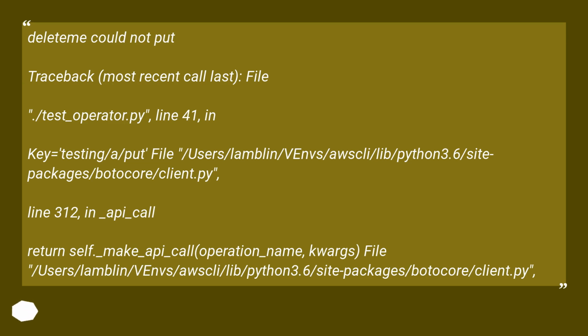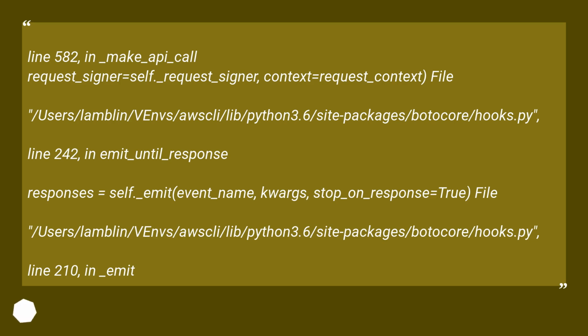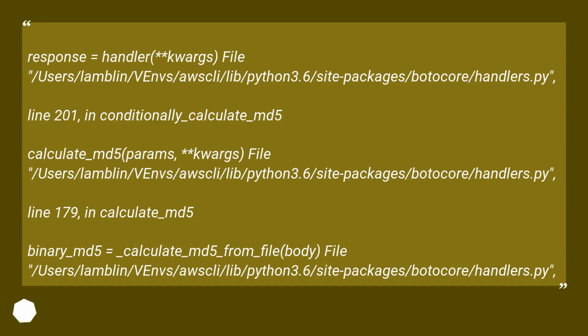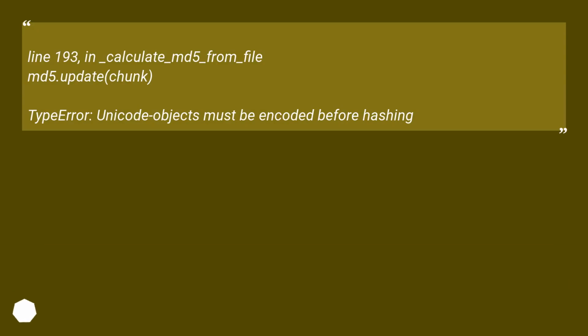Deleting could not put. Traceback, most recent call last: file /test_operator.py, line 41, in key equals testing /a/put file, break time equals once; line 312 in _api_call, return self._make_api_call(operation_name, ...). Line 193, in calculate_md5 from file, md5.update(chunk), TypeError: Unicode objects must be encoded before hashing.